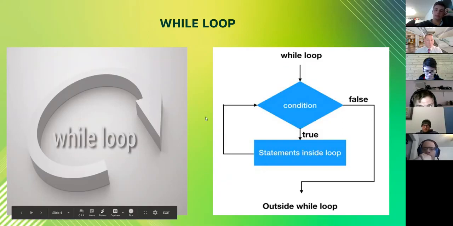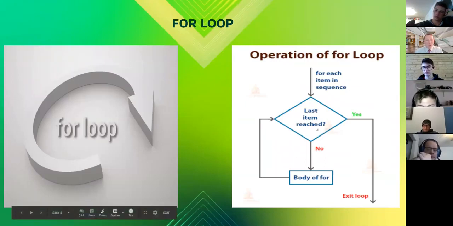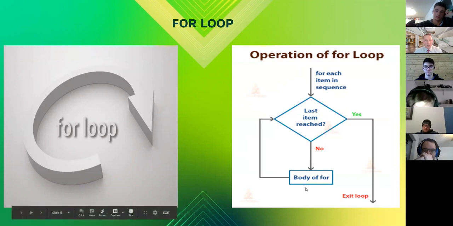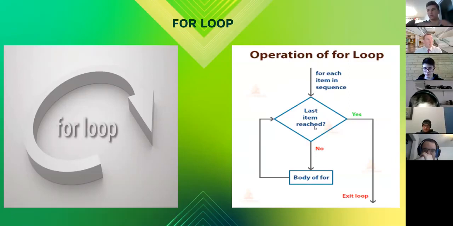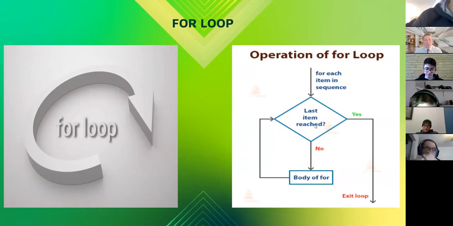Okay, pretty straightforward. A for loop, for each item in a sequence, will check to see if the last item has been reached. Okay, so our while loop, we just have a conditional expression, a Boolean expression. A for loop, we're going to check to see if we're still basically in the range that we want to be in. If the last item has not been reached, then we're going to execute all of the lines of code inside the body of the for loop, and then we'll go back and check, okay, has the last item been reached? If not, then we'll keep on going and executing that. As soon as we've reached the last item, then we'll say yes, it's been reached, and we'll go ahead and exit the loop.